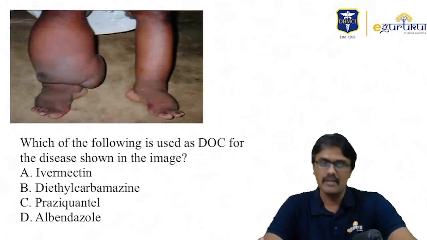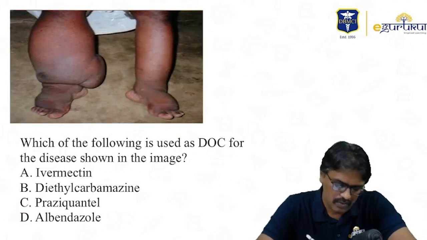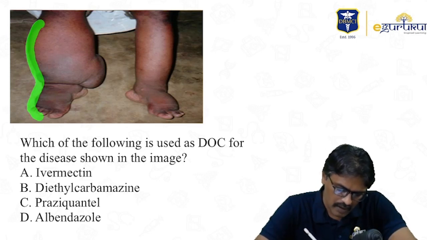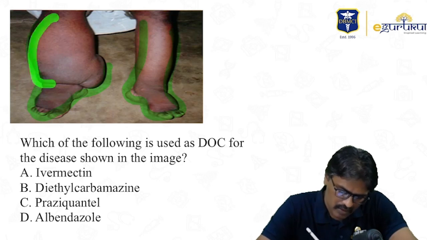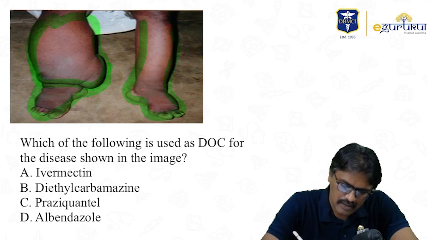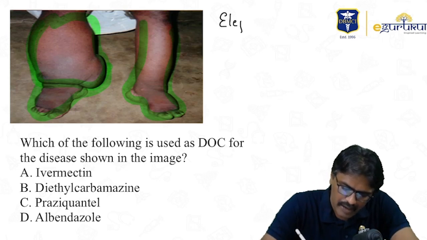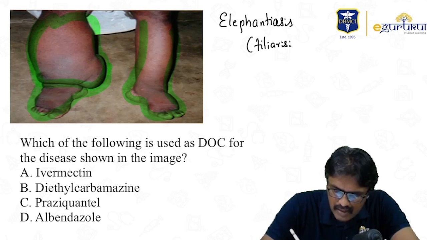Now moving on to the third image-based question, you can see that there are two lower limbs, and both are swollen, and this leg looks like the leg of an elephant. This disease is called elephantiasis, and we also call it filariasis.